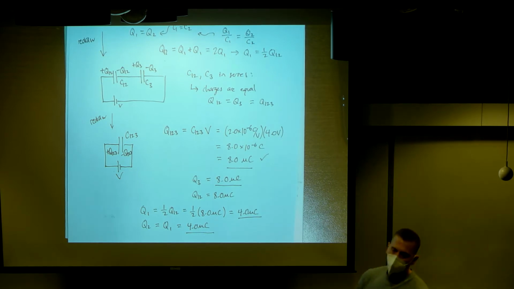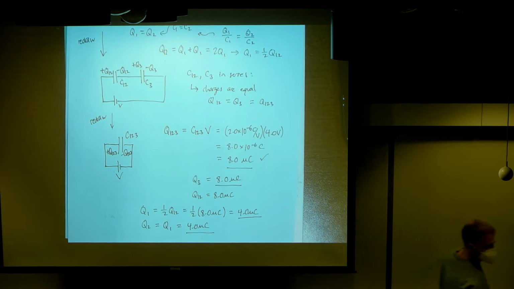So if you understand the rules of how capacitors combine in both series and parallel, you can basically solve for any network of capacitors that are combined in those ways, and find the individual charges. So we'll probably do another example of this before the lecture's over. But any questions so far?